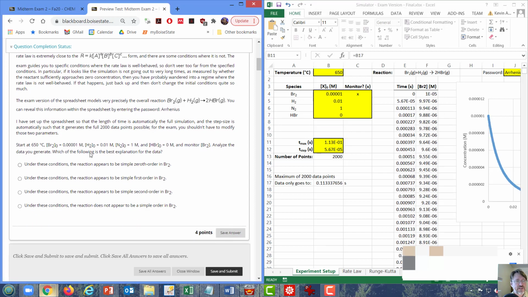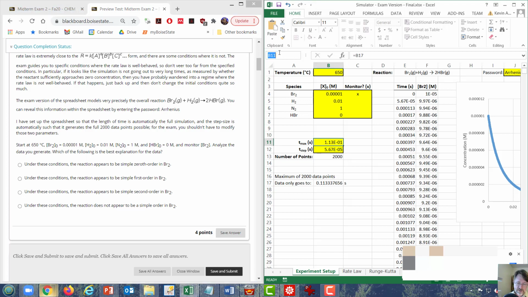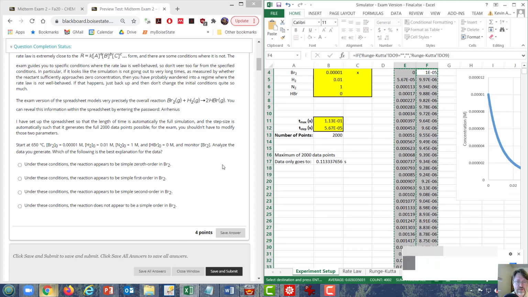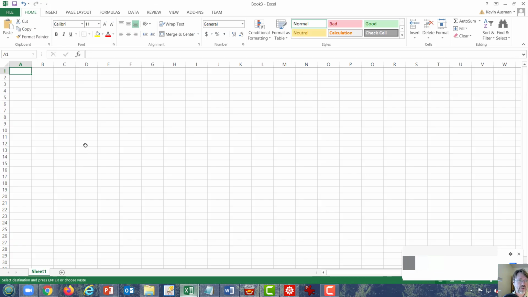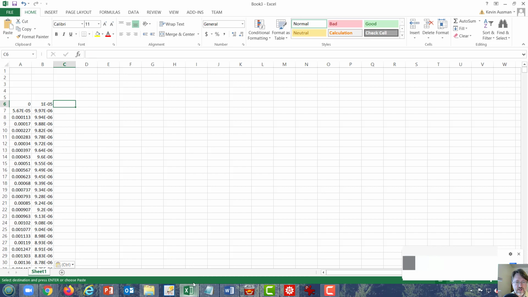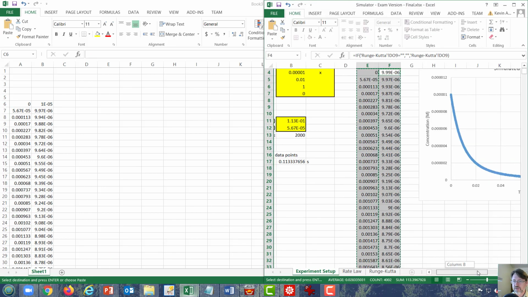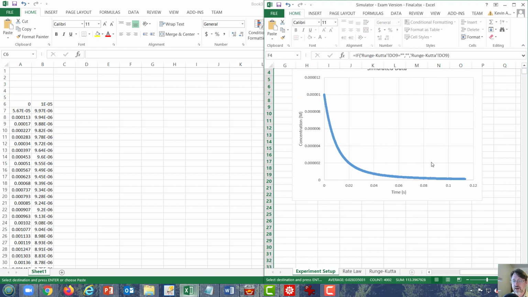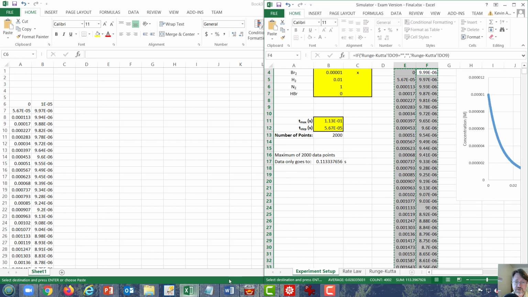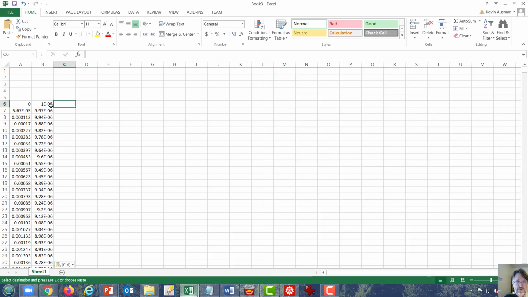We are supposed to analyze the data we generate and identify which of these is correct. So copying our data the normal way, X comma Y, enter, Control C to copy, shifting to our new book, paste values. Now, we can tell right from here that plotting concentration versus time is not a straight line. Therefore, we know it is not 0th order without even doing anything over here.